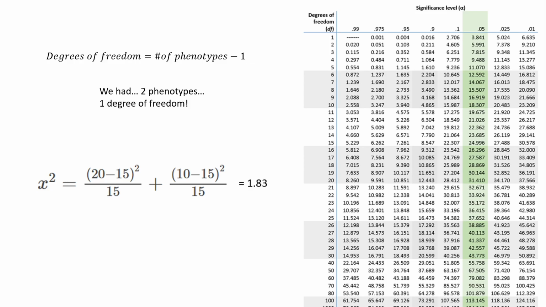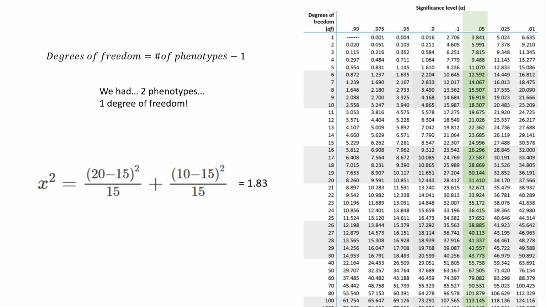Now in our genetics class, we see that 0.05 is our agreed upon significance level. Think of this as being a measurement of how confident we are of our data. Now that we know both our degrees of freedom and our significance level, we see that the number to beat is 3.841. We know that our chi-square value is 1.83, which is less than 3.841.